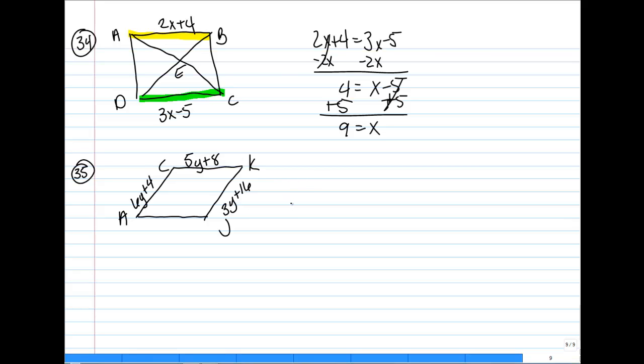This is a rhombus, so all the sides are the same length, so make anything equal to the other side and solve. So 6y plus 4 equals 5y plus 8. You could have picked any ones, it does not matter. This leaves me with y plus 4 is equal to 8. Subtract 4 on both sides. Y is 4.